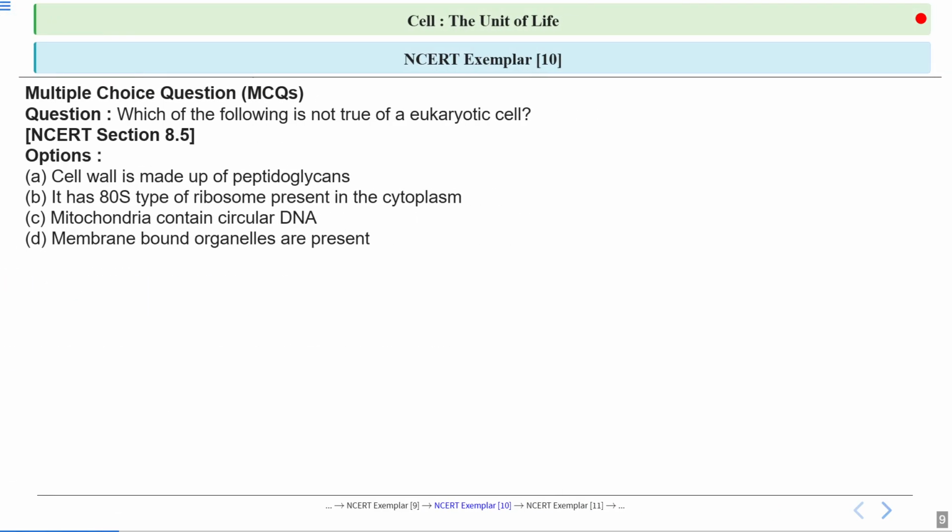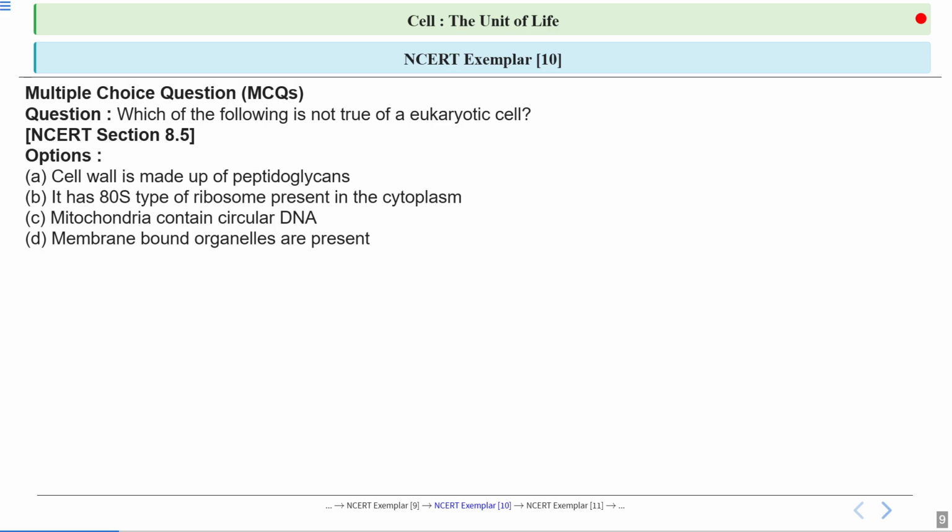Next question is here. Which of the following is not true of a eukaryotic cell? Means which of the following statements is not correct regarding the eukaryotic cell? This question is coming from the NCERT section 8.5. And options for this question are as follows. A. Cell wall is made up of peptidoglycans. B. It has 80S type of ribosome present in the cytoplasm. C. Mitochondria contain cellular DNA. And D. Membrane bound organelles are present.